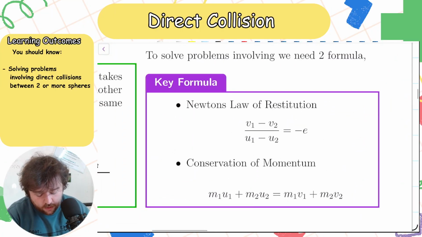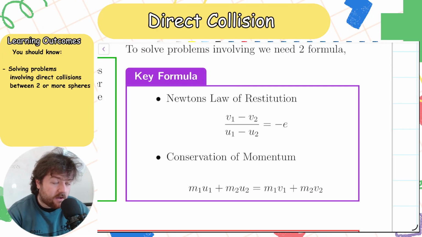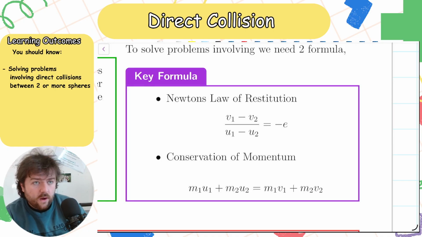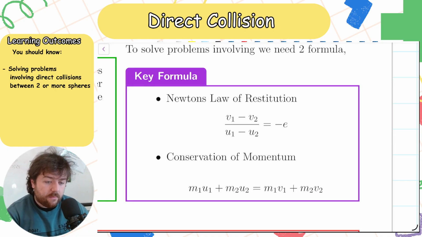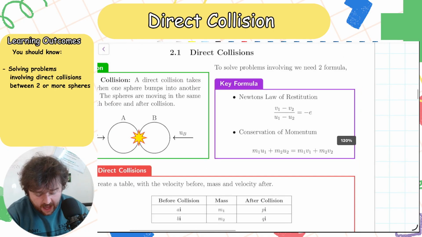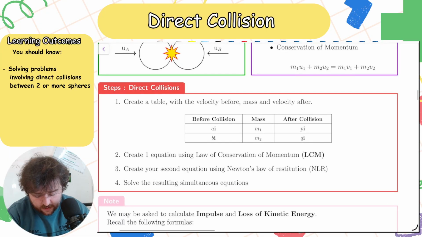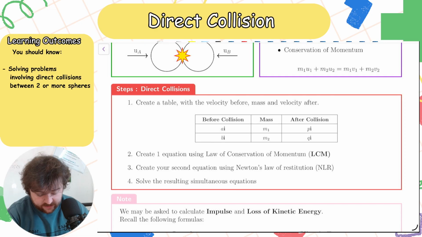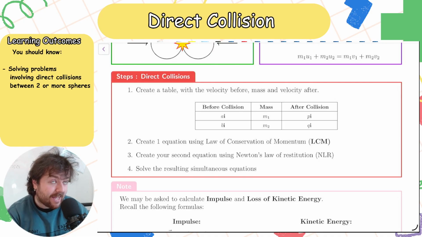So why these two formulas? We know Newton's law of restitution, the coefficient of bounciness, from the last video. And with the conservation of momentum, we know that in a closed system the momentum before is going to equal the momentum afterwards. What we do is create a table with the velocities before, mass, and the velocities after. We create one equation using the conservation of momentum, and a second equation using Newton's law of restitution. Then we solve the resulting simultaneous equations in P and Q, and that gives me my velocities afterwards.